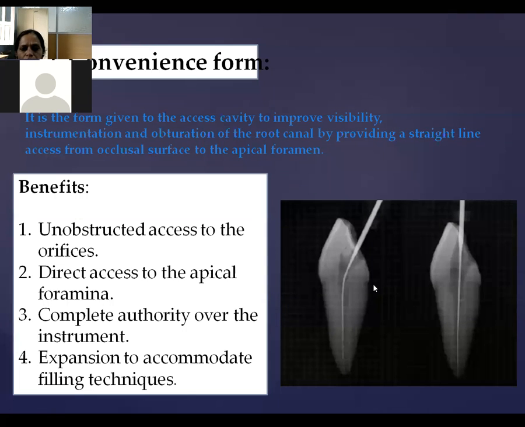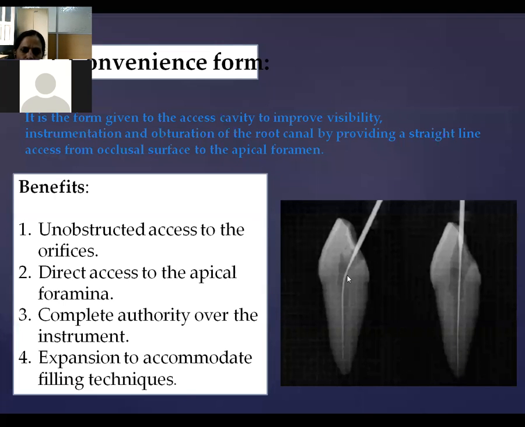So here you can appreciate, this instrument is again obstructed. So this is not a straight line axis. I told you your instrument should be straight in the coronal one-third area and in the pulp chamber area. Now you can see here the instrument is straight. This is unobstructed access to the apical foramina, a straight line access to the apical foramina.